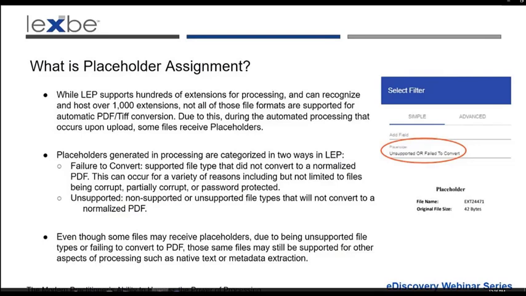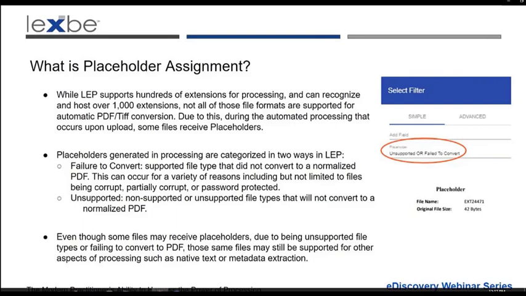Placeholders generated in processing are categorized in two ways in LEP. Failed to convert placeholders indicate that it was a supported file type that did not convert to a normalized PDF, and that can occur for a variety of reasons, including but not limited to files being corrupt, partially corrupt, or even password protected. Files that have unsupported placeholders indicate that the document uploaded was an unsupported file type that will not convert to a normalized PDF.